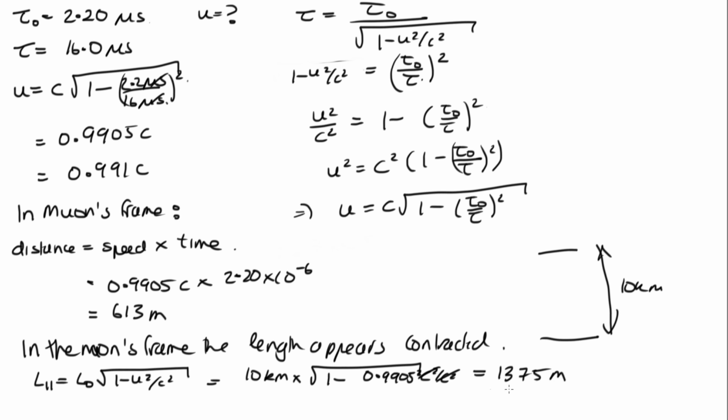So in the muon's frame, it looks like the distance from the upper atmosphere to the surface of the Earth is 1,375 meters, which is a lot less than 10,000 meters. And so this is about double what they can travel in a normal lifetime. But because some of them live longer, some of them live shorter, some of them will make it to the surface of the Earth in this frame when they're traveling this quickly.